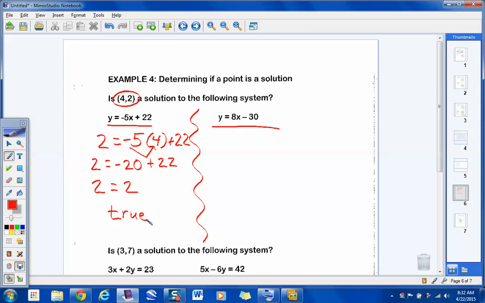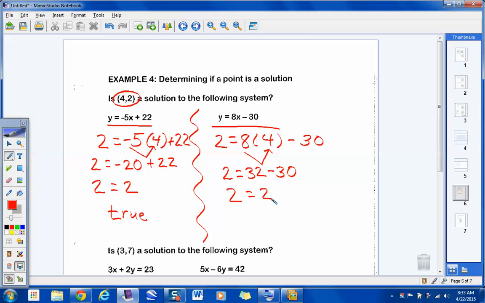Okay, so let's check that. Same point to plug in. What's going in for y? 2. What's going in for x? 4. Okay, help me with the multiplication. What's 8 times 4? So I have 2 equals 32 minus 30, right? What's 32 minus 30? 2. Okay, so I have 2 equals 2 here now, right? How about that comparison? True. True that as well.